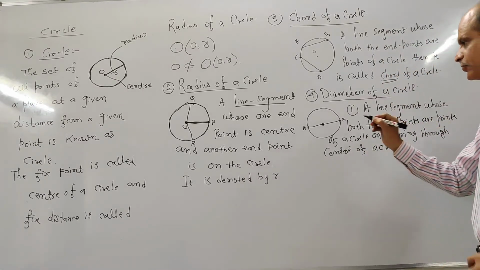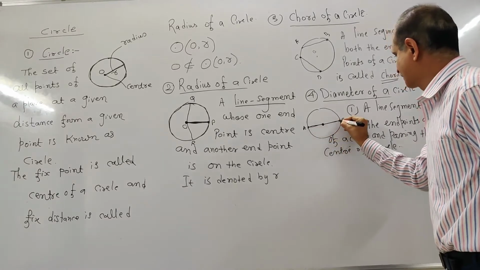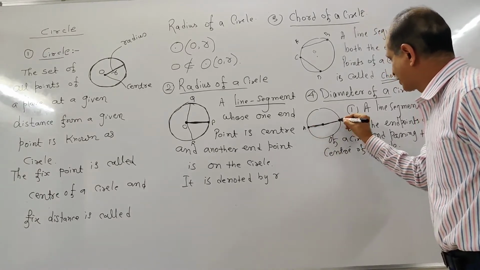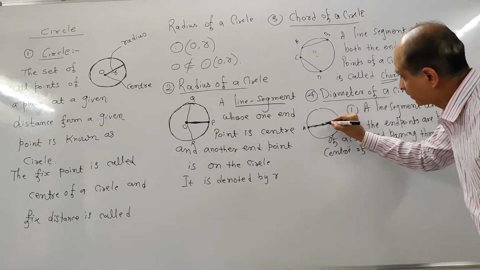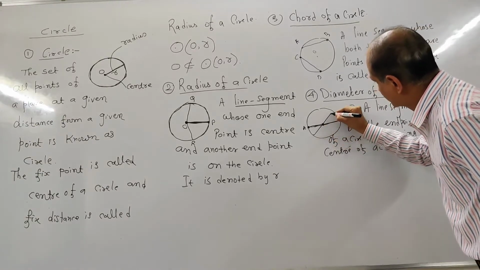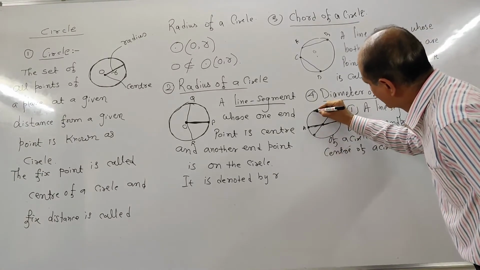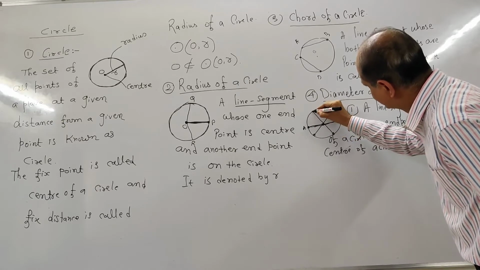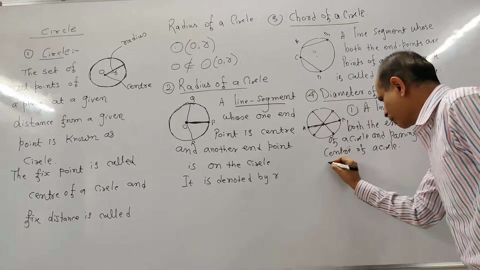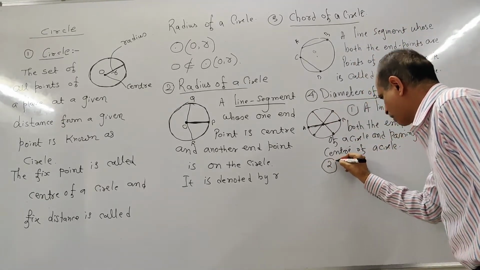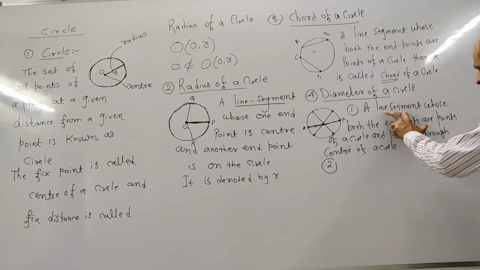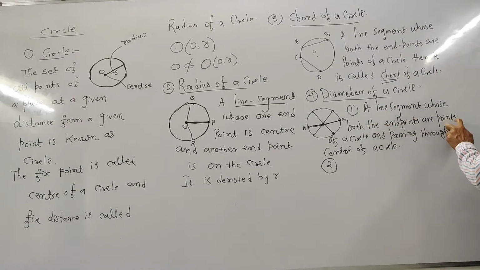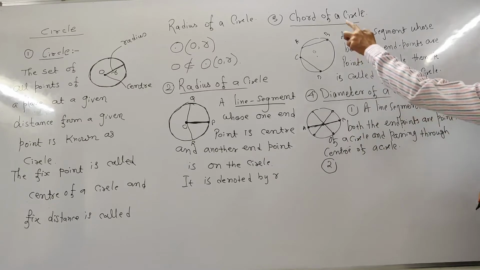So the first definition: a line segment whose both endpoints are points of a circle and passing through the center. This one is also, you can say, diameter. This one is also diameter. You can also define diameter in another way. A line segment whose both endpoints are points of a circle, you can also say it is a chord.